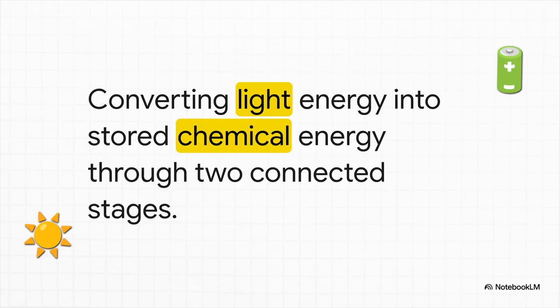So, here is the ultimate big picture of photosynthesis. It occurs in two connected, sequential stages. The light-dependent reactions capture sunlight to produce ATP and NADPH. Then, the Calvin cycle takes over, using that ATP and NADPH to produce G3P. And finally, that G3P is used to make glucose. Working together in total harmony, these stages perform a literal miracle of nature. They convert raw light energy into stored chemical energy.